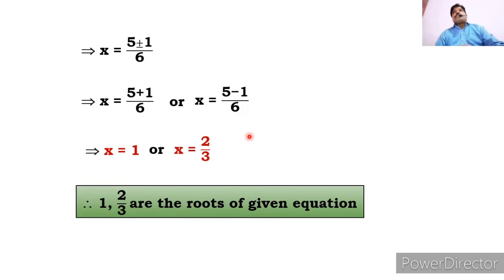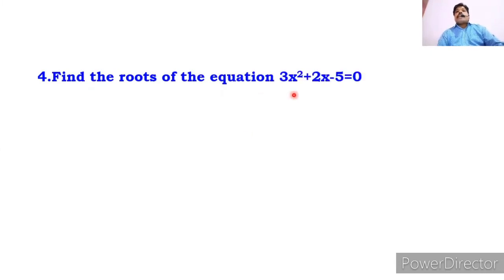Similar question, see one more question here. Find the roots of the equation 3x square plus 2x minus 5 is equal to 0. Observe here, by comparing the terms, what is a? Yes, a is 3. And what is b? The b value is 2. And what is c? c is equal to minus 5.